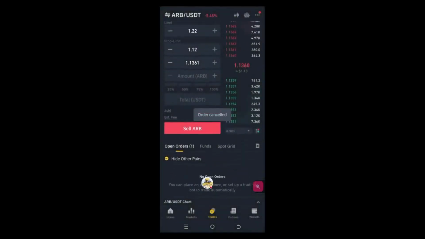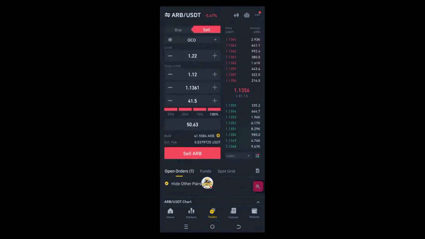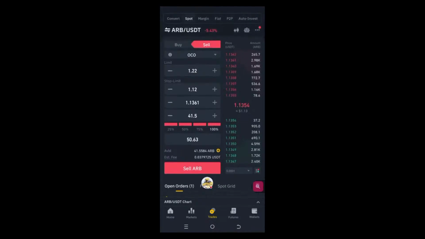So you just pick up everything. Can you see what's going on here? All of these things are set. So by the time I click on sell ARB, one of 2 things is going to happen, and that's one cancels the other. If for any reason my price doesn't get to 1.22 and it goes low to 1.12, it's going to trigger, and then I lose that money, because I'm not going to get the amount I set it as.